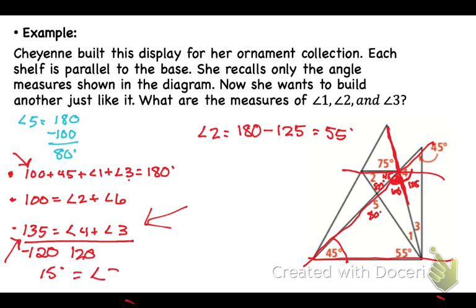Is angle 3. Well, if I know angle 3, can I find angle 1 now? Yeah. So add 15 into here. So 15 plus 45 is 60. 60 plus 100 is 160. So I have 160 plus angle 1 equals 180. So subtract 160. It'd be 20.